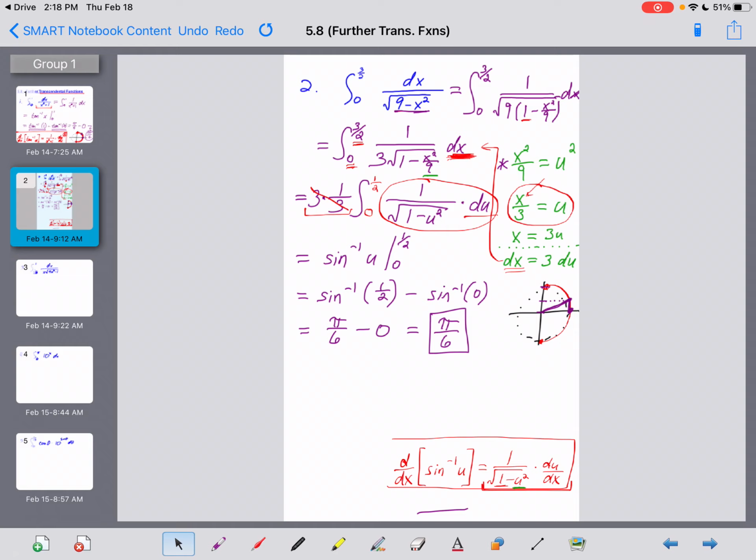I think that's a pretty darn difficult problem, but hopefully it makes some sense as we go through it. The factoring of the 9 is the trickiest part of that problem. Once you get that out of the way and make the u substitution, I'm not going to say it's easy, but it's easier.